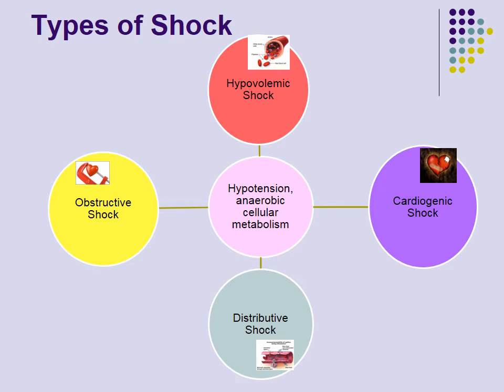So here is a visual slide to show you the 4 different types of shock that we're going to look at. Going over it again, the hypovolemic shock, the cardiogenic shock, the distributive shock, and the obstructive shock. And remember, what all of them have in common is hypotension and anaerobic cellular metabolism.